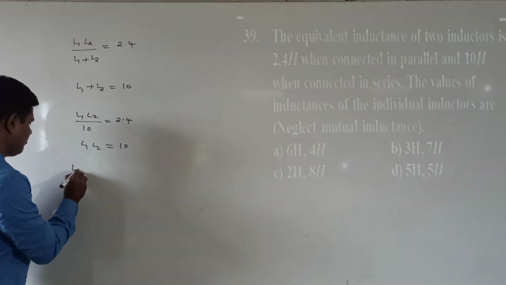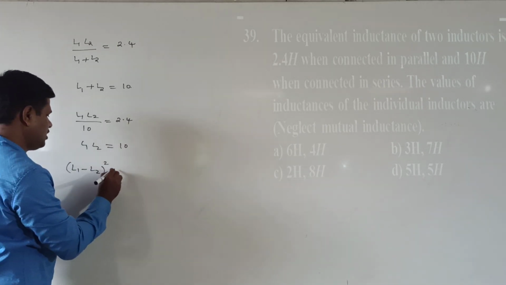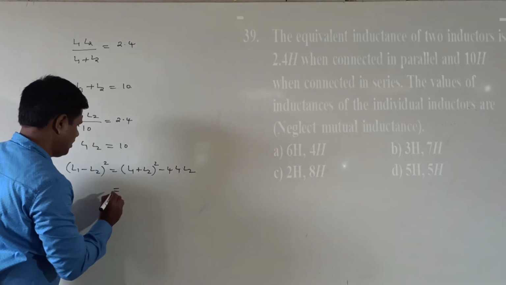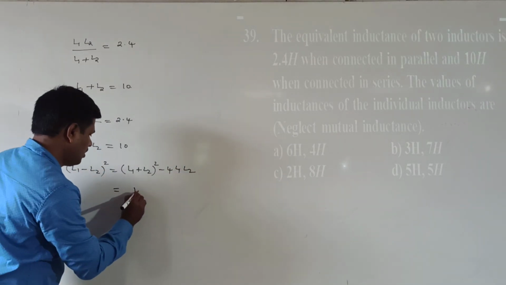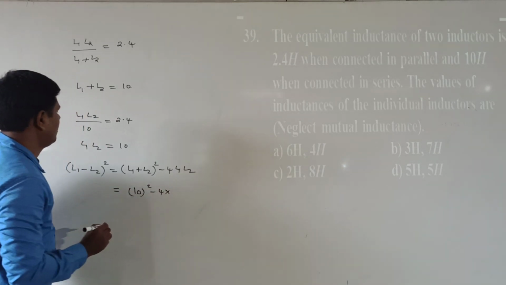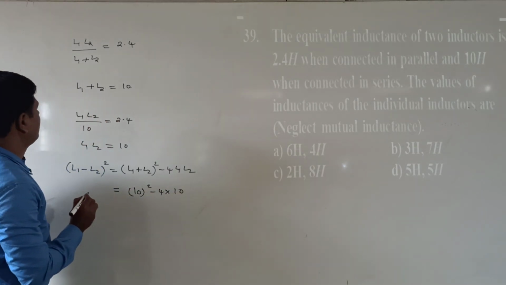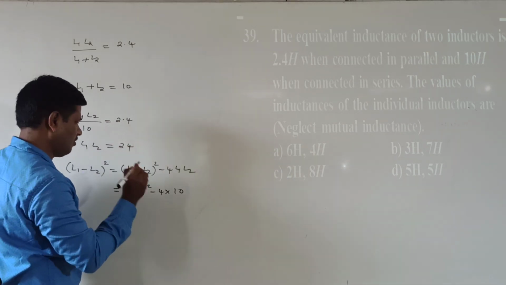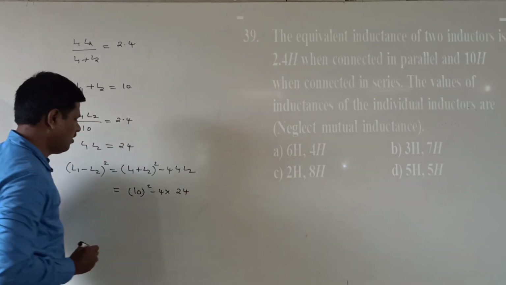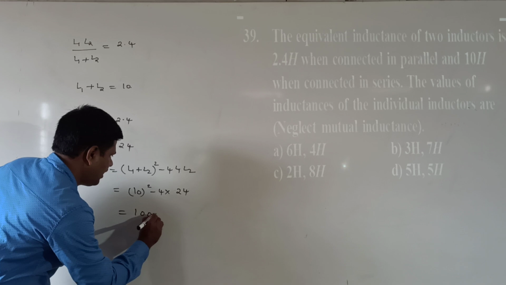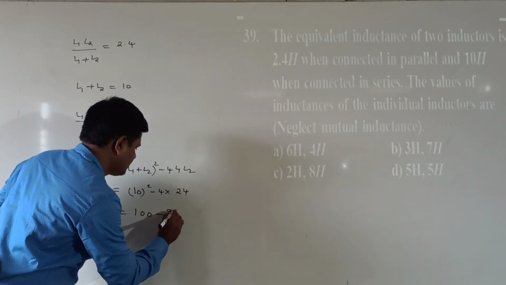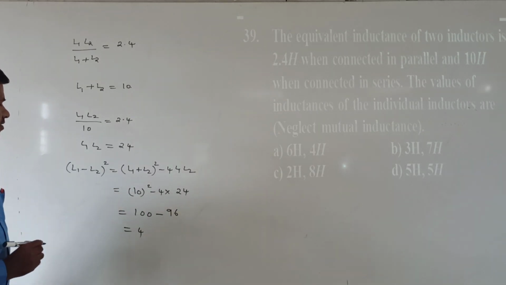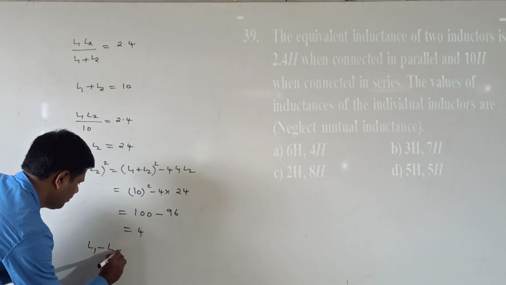From this we find L1 minus L2 whole square, which we know is L1 plus L2 whole square minus 4 L1 L2. Now L1 plus L2 whole square is 10 square minus 4 into L1 L2. L1 L2 is 2.4 into 10, equal to 24. So this value is 100 minus 96, which is equal to 4. 4 into 24 is 96. So L1 minus L2 equals 2.